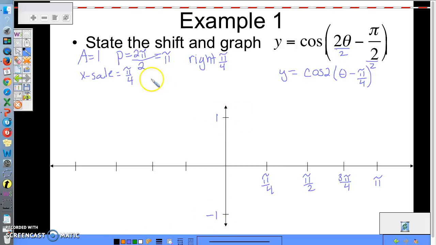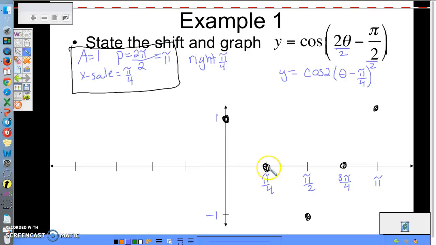So I always tell people, graph it with our basic first. Let's put some things there. So our cosine would start here. And let's not connect those because that's without our shift. But what does our shift do? It goes to the right pi over 4. So this one would move over to here, here, here, here. And this is high, so our next one would be middle, low, middle, high, middle.